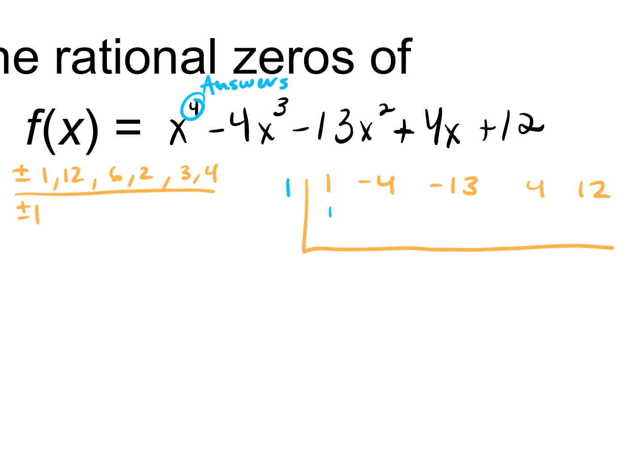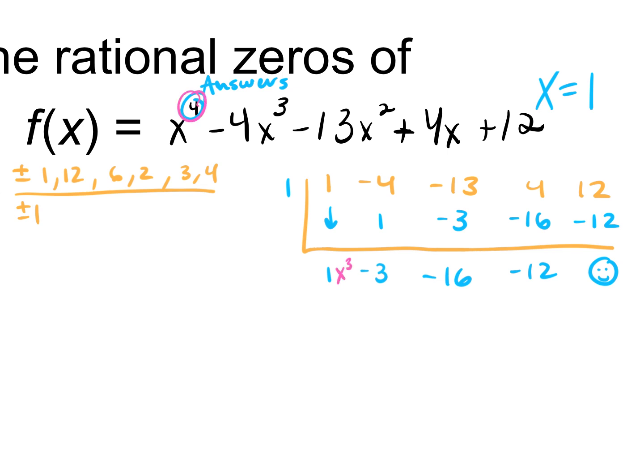Sure, let's try 1. Drop down the 1, multiply, add, we get -3, multiply -3, -16, this would be -12, -12. Does 1 work? Yes. So x equals 1. What would we do next? If we start with x to the 4th power, what's our answer going to start with here? X to the 3rd. Can I factor x to the 3rd? No, not as easily as an x squared. So what would I do next?